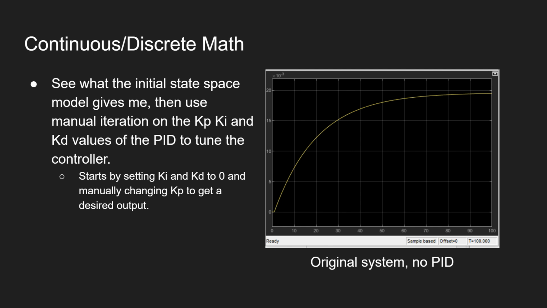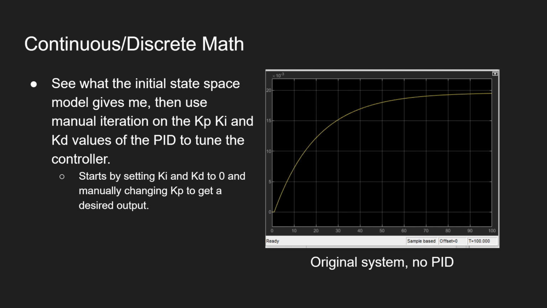And this starts by setting your KI and KD to 0 and manually changing KP to get a desired output. This is just the easiest method, as my system is not technically supposed to oscillate in the first place anyways. And the only nonlinear concern there would be if I had overtuned the system to where it oscillates to get the desired speed, which would be an awful system in the first place and should not be implemented.